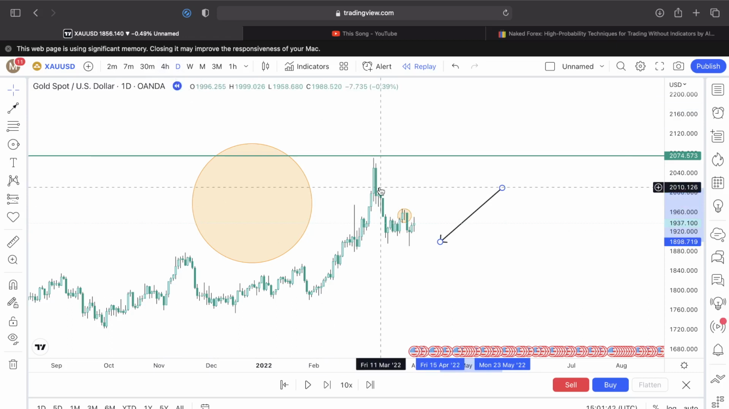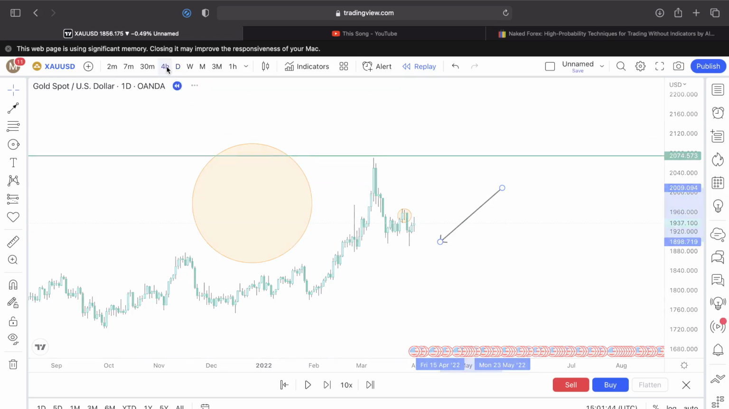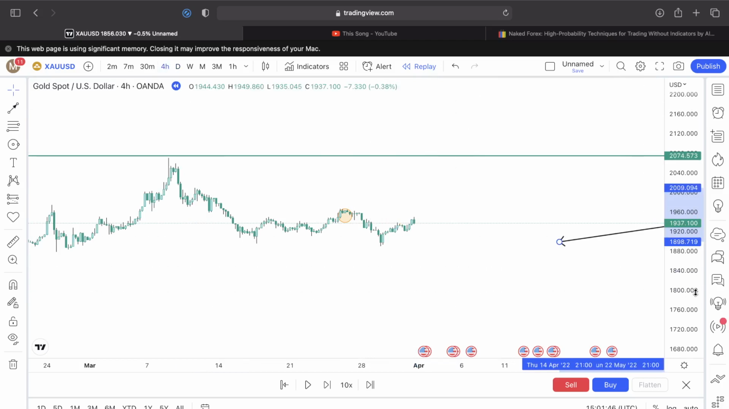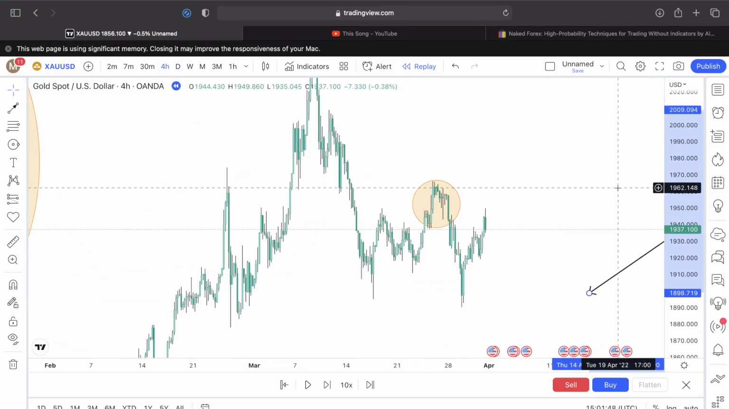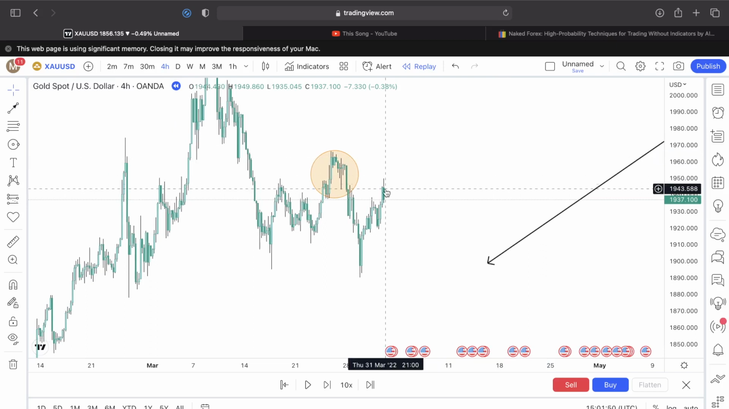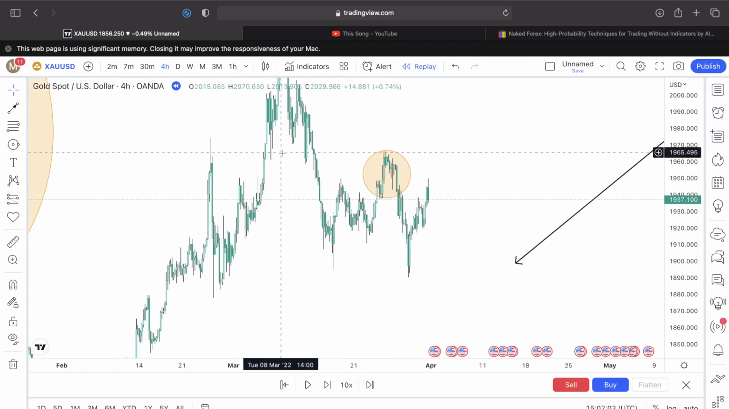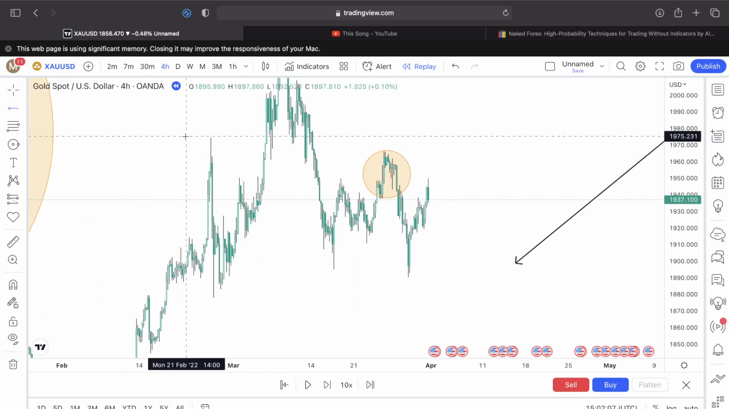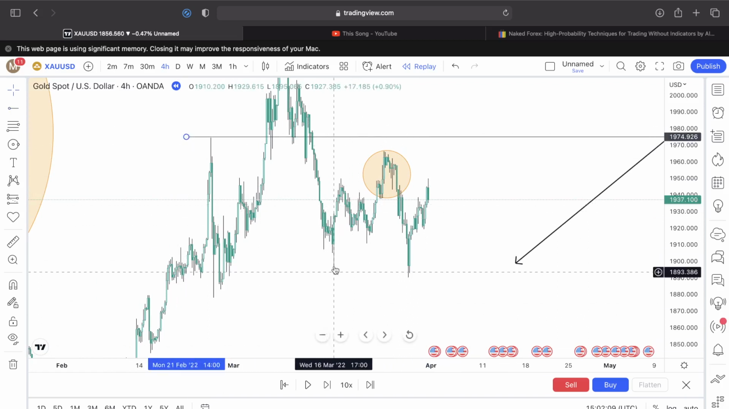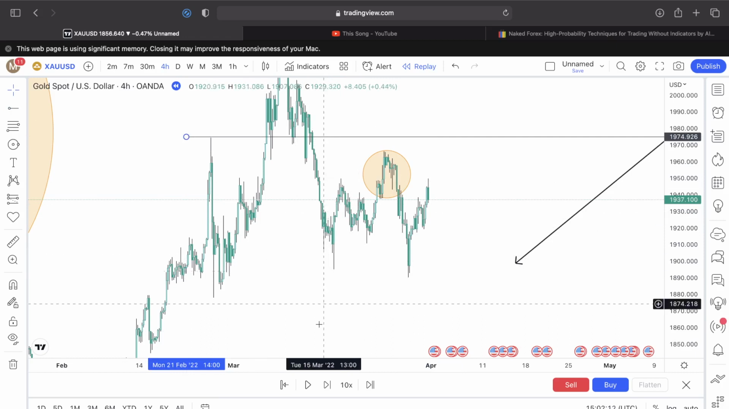So now we're on the daily. Let's see what we can see on the 4 hour. Now that we're on the 4 hour, we again have a little bit of an engulfing pattern here. We can see it was not able to break structure, wasn't able to move all the way up. We have a little bit of structure here, resistance here, then a lower low here.